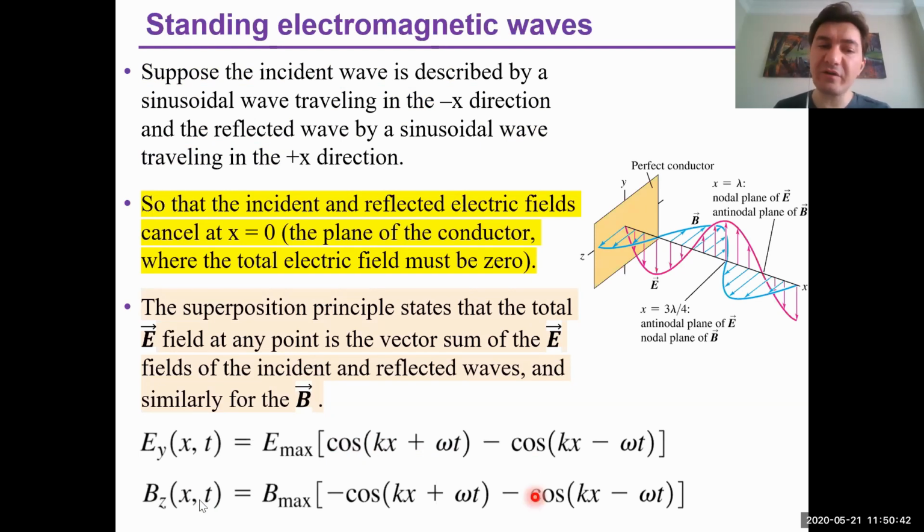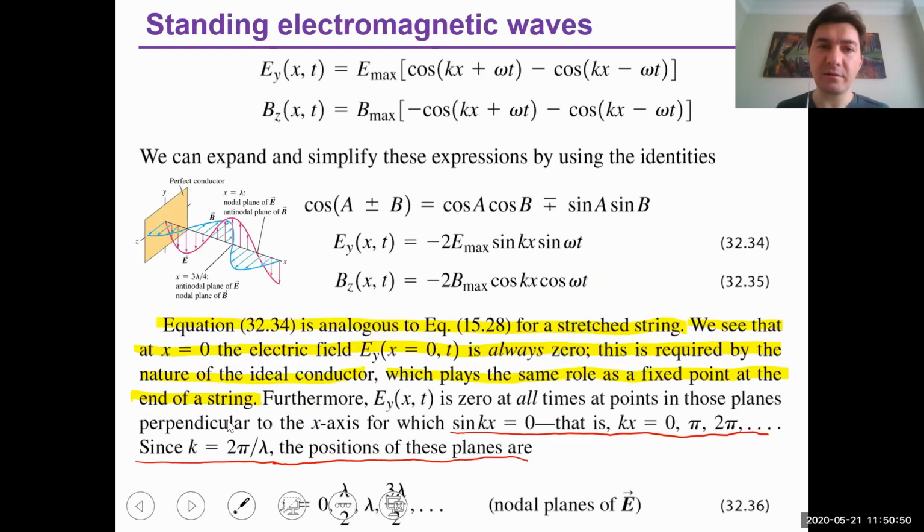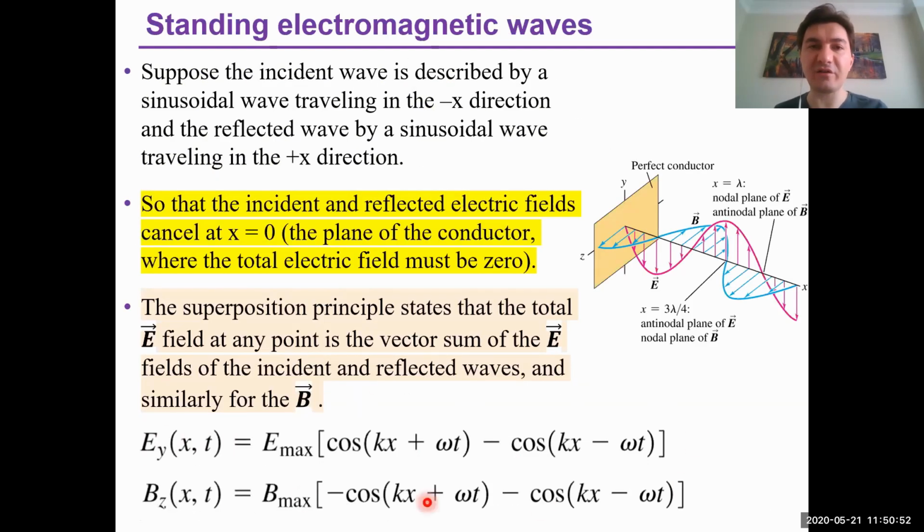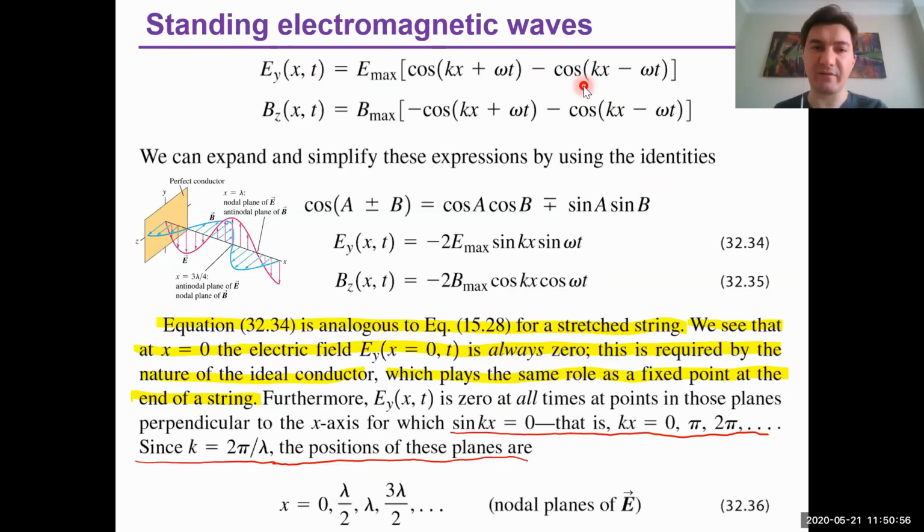So you can also write the magnetic field in that form, like the electric field. Then by using these two equations, we can get the solution for the standing electromagnetic waves. So what do you see here? We have cosine(kx + ωt) and cosine(kx − ωt).